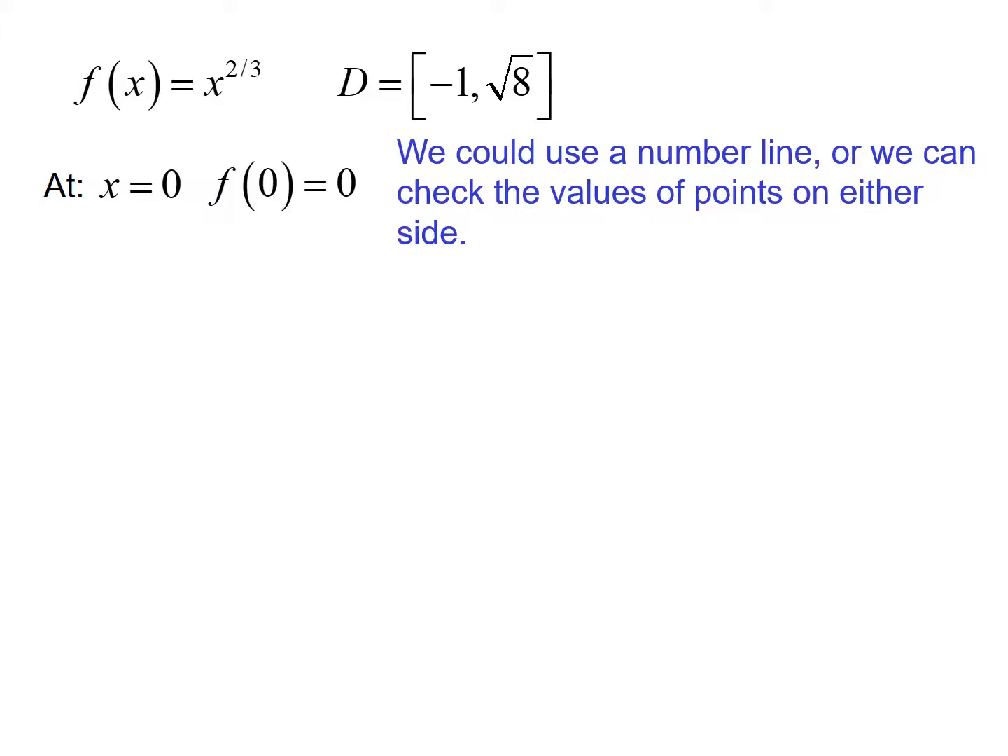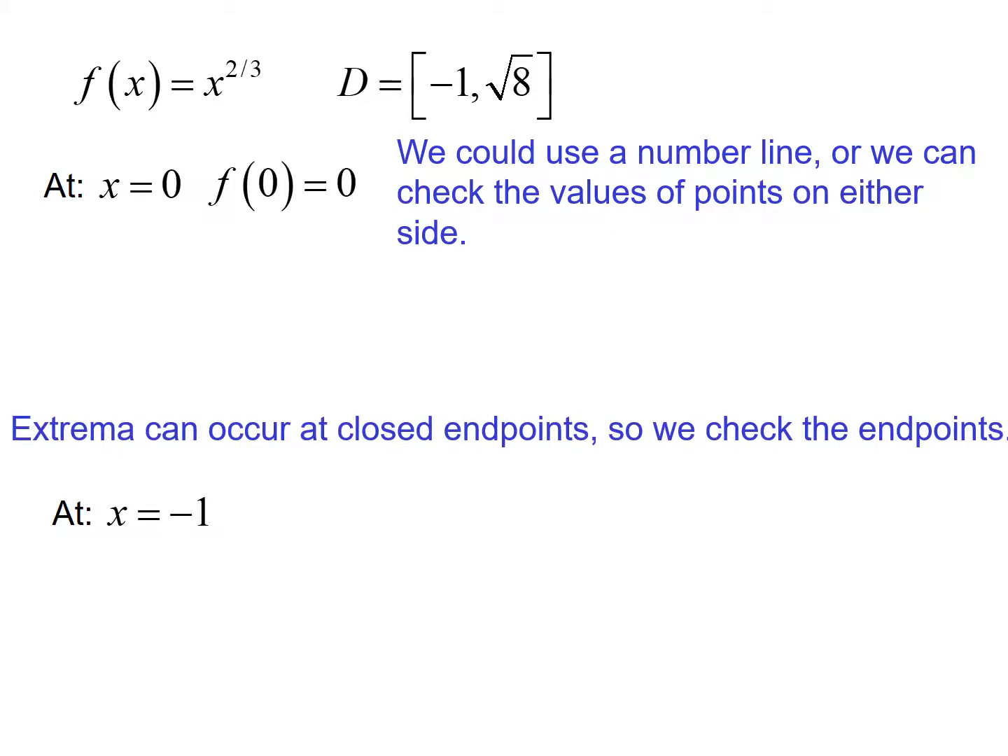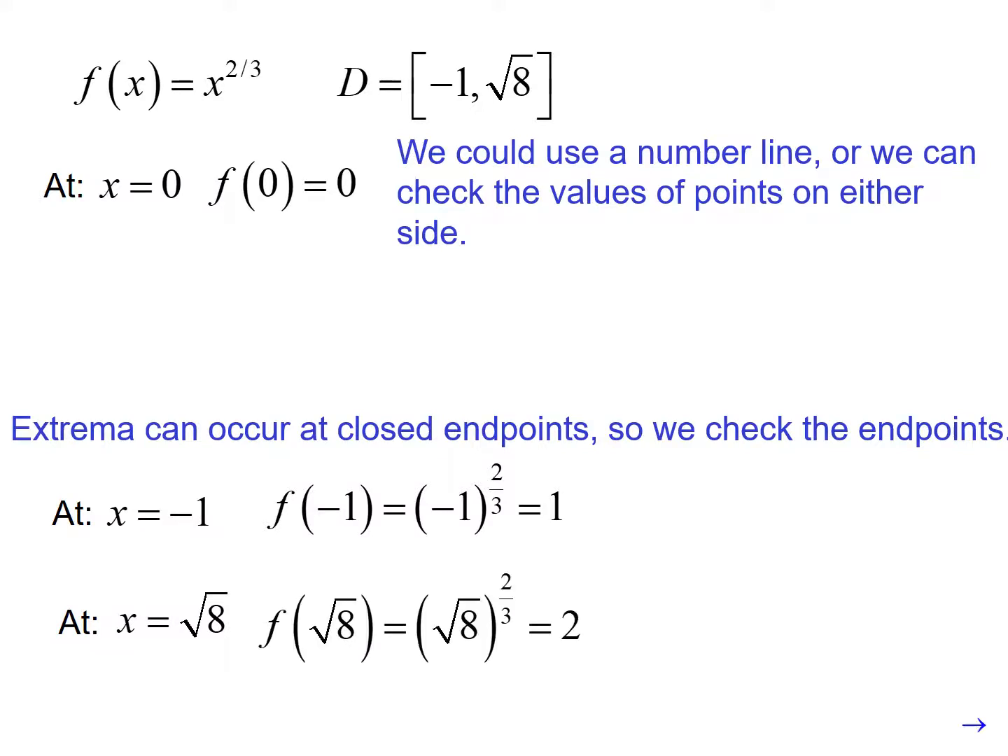Now, we could use a number line to investigate increasing and decreasing, but since we're on a closed interval, we have to check those endpoints anyway to find out what their values are, so we might as well just go straight to that. So let's check the endpoints. The y value when x is -1 would be 1. When x is √8, we would get 2.